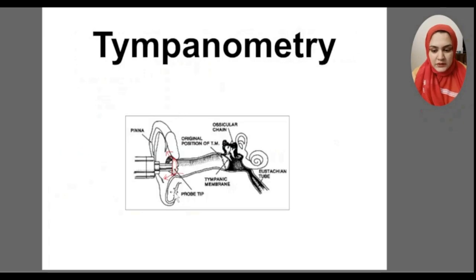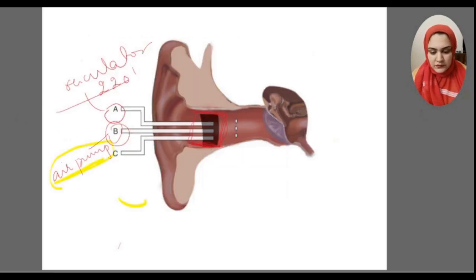As we have seen in this diagram, there is a probe that is fitting in the external auditory meatus, and it is fitting so that there is no air leak around this probe. Otherwise, it will give us false results. So what is in the probe? We need to know this. First of all, there is an oscillator that produces a single frequency sound, and this frequency is 220 Hertz.